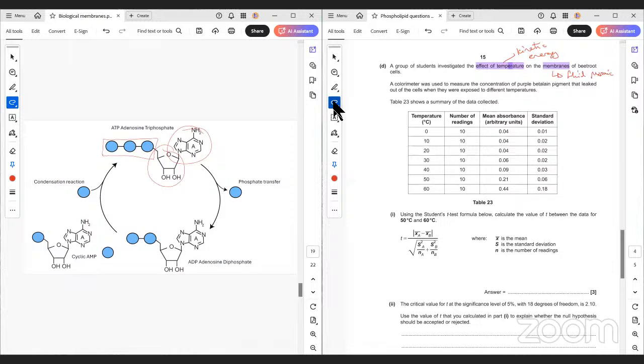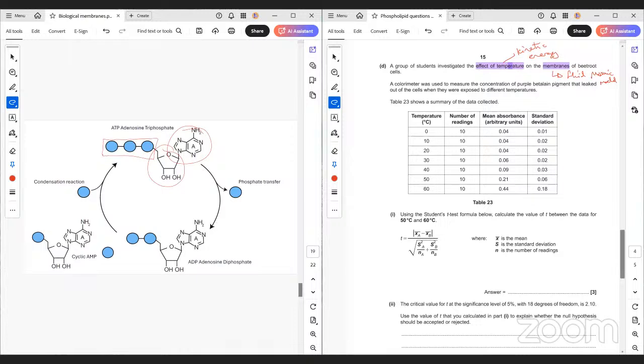fluid mosaic model. Because we're looking at the fluid mosaic model, membranes, the effects of temperature, kinetic energy, all I'm doing right now is giving myself a little hint as I do this question as to what might come up. Where might they want me to go with my knowledge? So let's look at what else they're telling us.